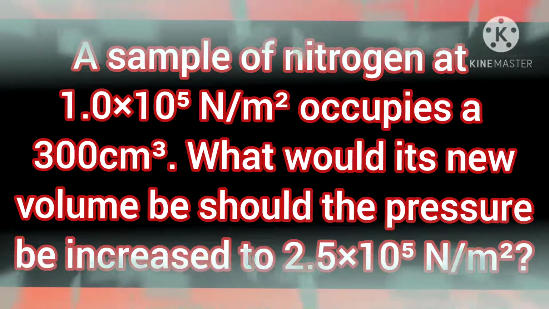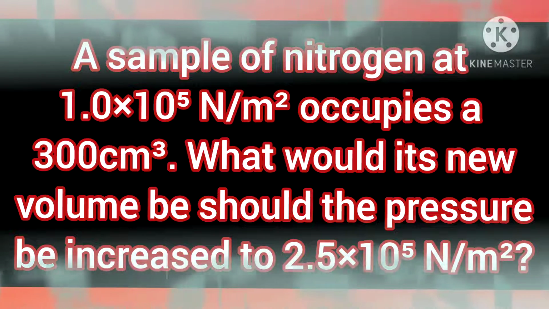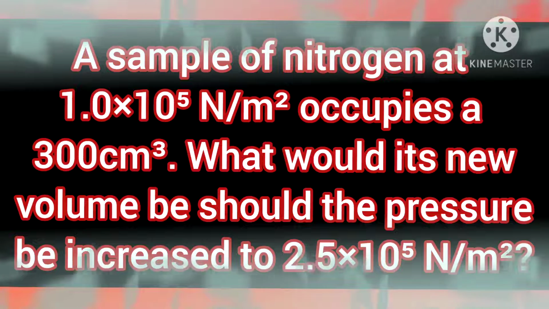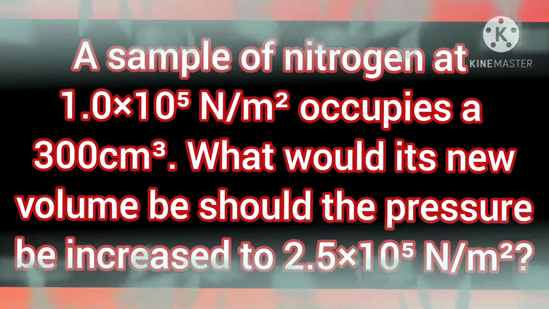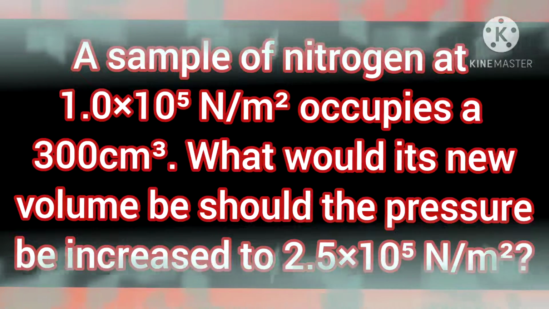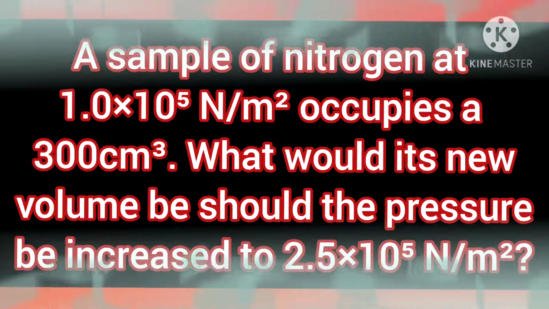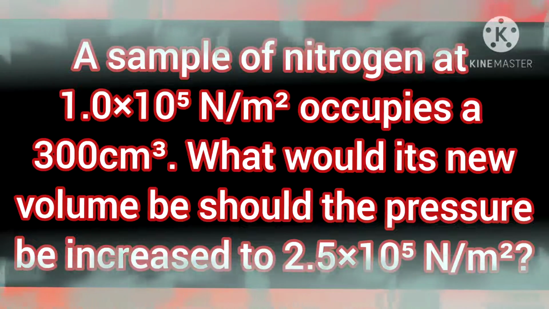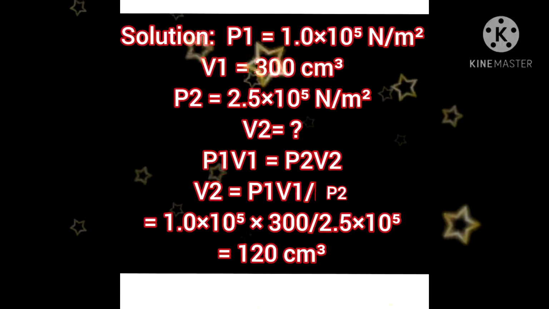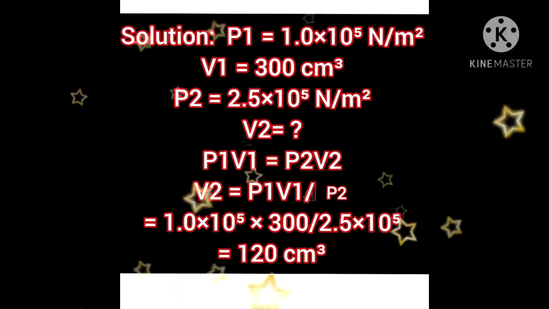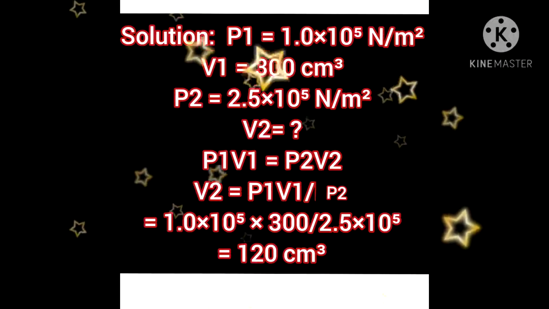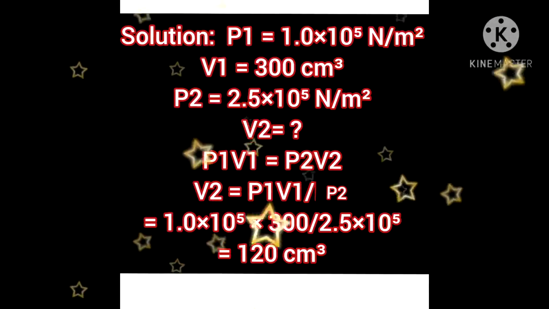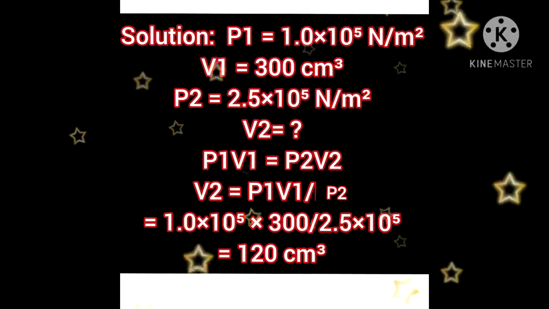Let's check a second example. A sample of nitrogen at 1.0 × 10^5 Newton per meter squared occupies a volume of 300 cm³. What would its new volume be should the pressure be increased to 2.5 × 10^5 Newton per meter squared at the same temperature? Now, of course, we have P1 as 1.0 × 10^5 Newton per meter squared, and V1 is 300 cm³. We also have P2 as 2.5 × 10^5 Newton per meter squared. So we're looking for V2.